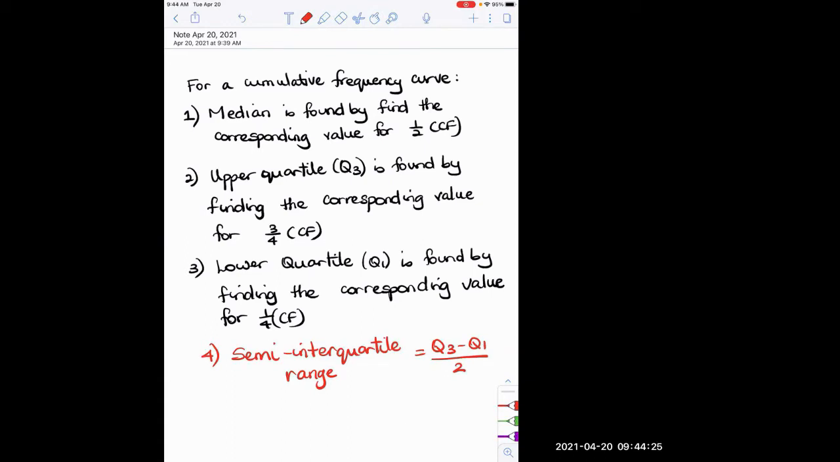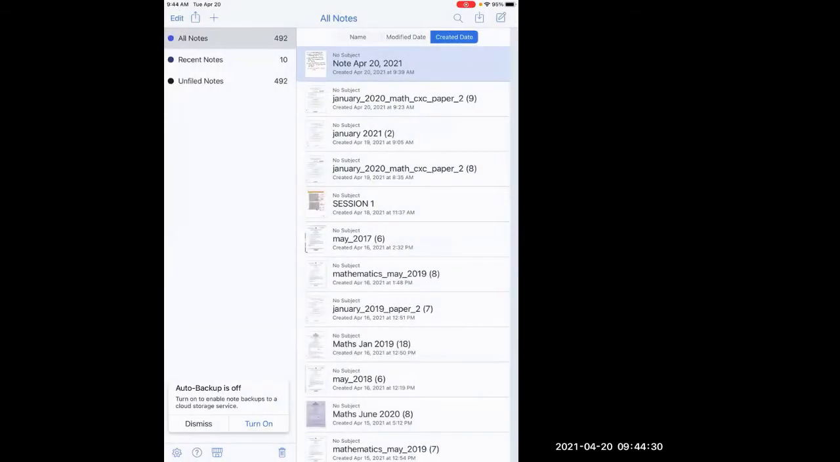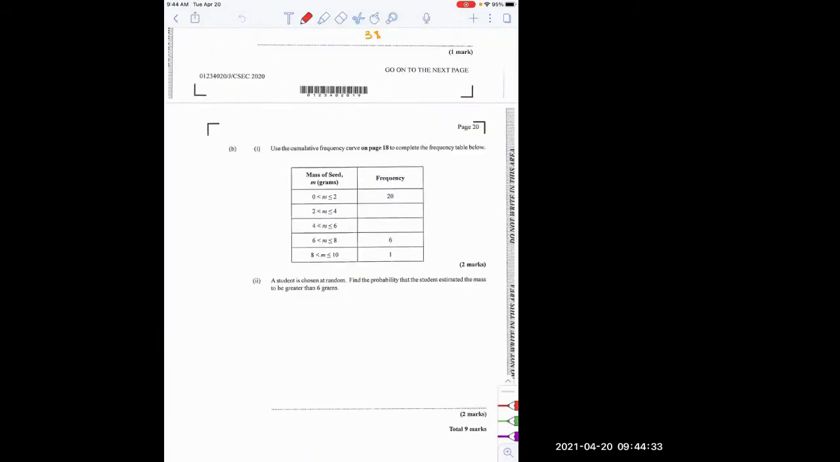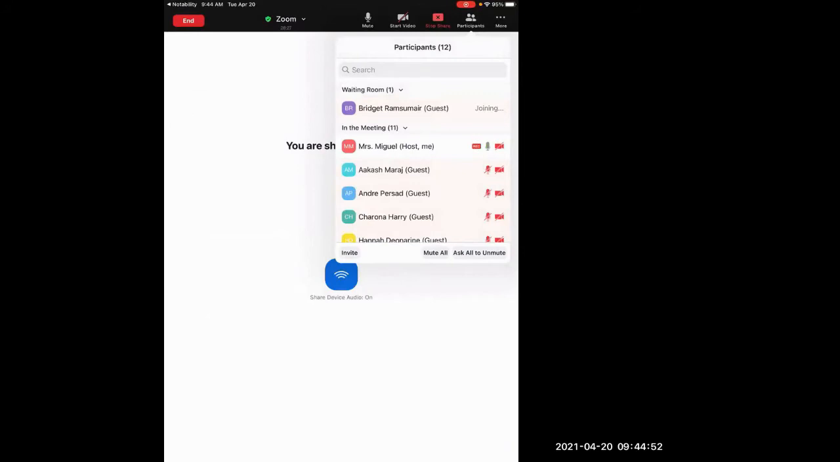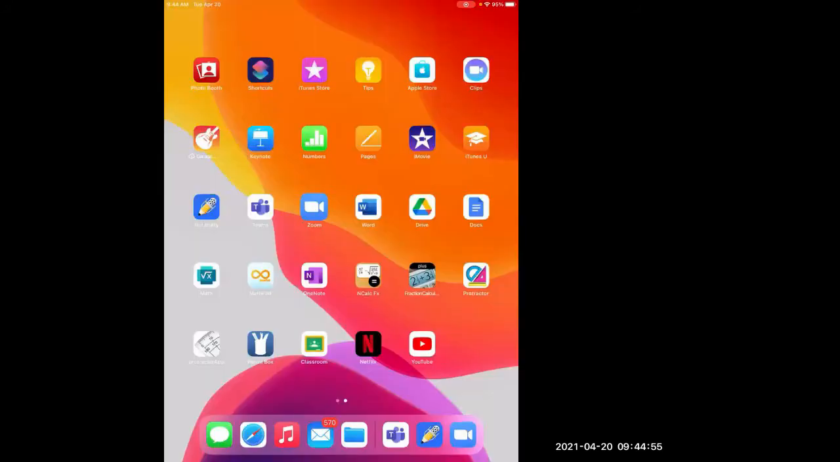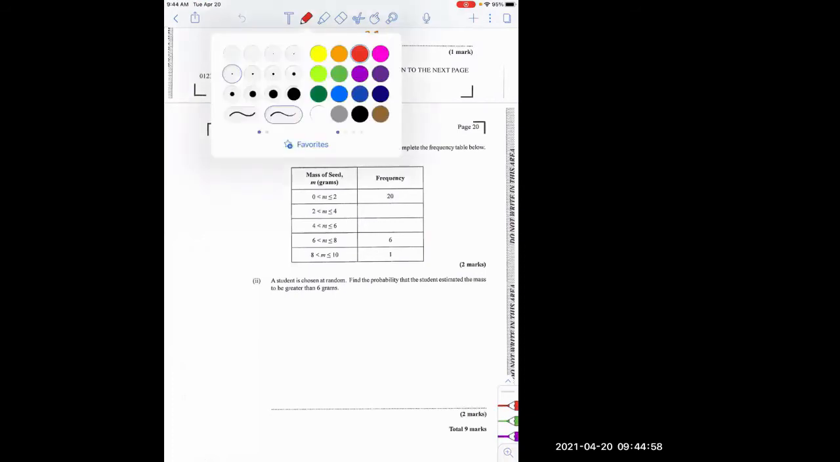Is anyone still writing? Yes. So let's go back to the question. Use the cumulative frequency curve on page 18. Complete the frequency table below. So if given the cumulative frequency, we want to write this. So write it in your book and the note that I wrote just now.